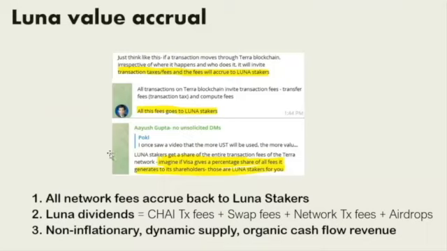Because it's a blockchain, right, there are network transaction fees, and it all goes back to the Luna stakers. Imagine if Visa gave you a percentage of all the fees on their network, and this goes back to all the shareholders. So the formula for Luna dividends is the Chai transaction fees plus swap fees plus network transaction fees, and you also get some airdrops. And this is not inflationary. They are not giving you tokens through inflation. It's through organic revenue cash flow.